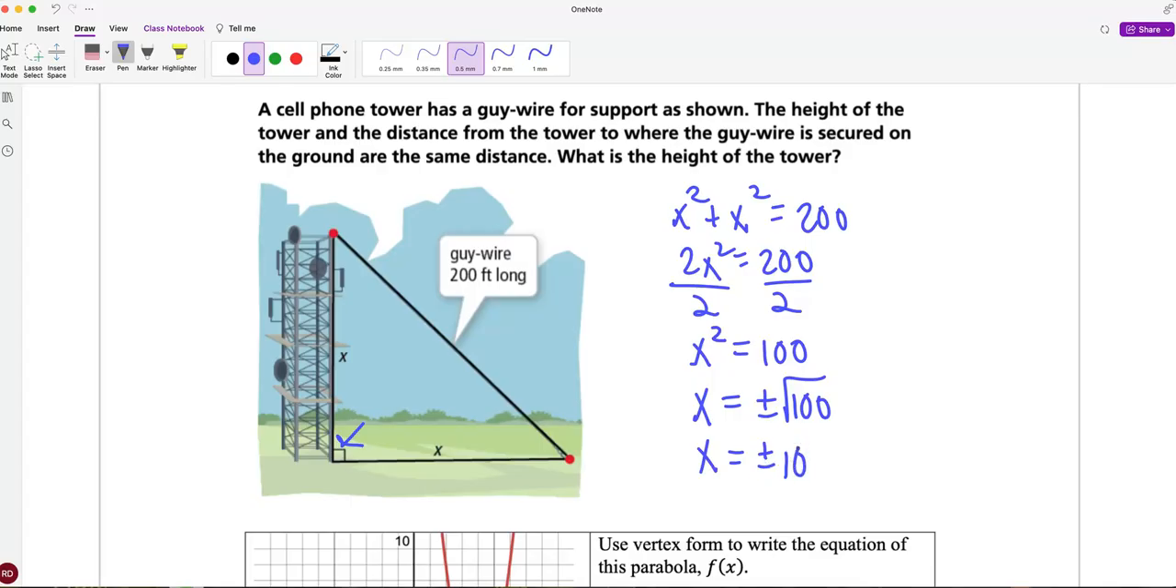Now in the context of this problem, what is the height of the tower? Okay, it's going to be 10 feet, right? This is a case where you ignore the negative answer, since we're only dealing with positive quantities.